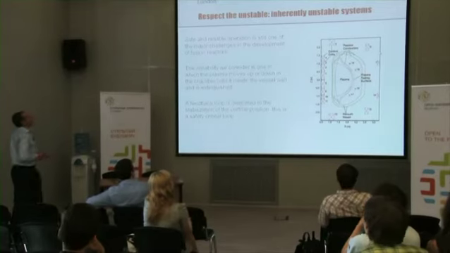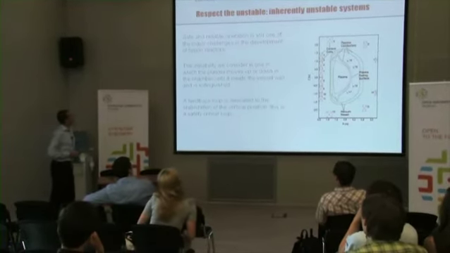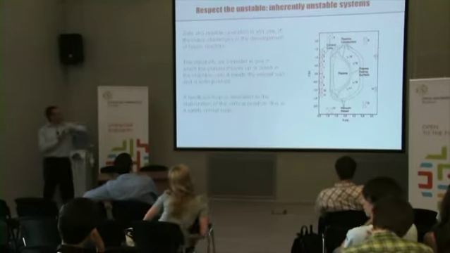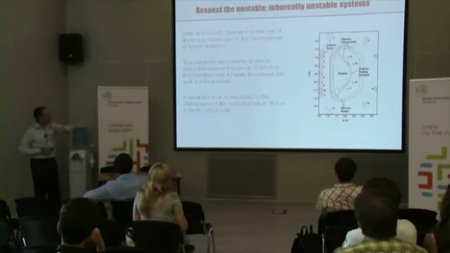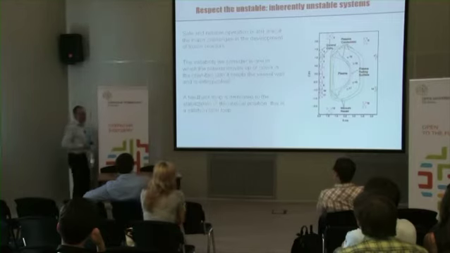The last example is again the tokamak example. So the plasma in the tokamak is rotating in this toroidal chamber and is naturally unstable.